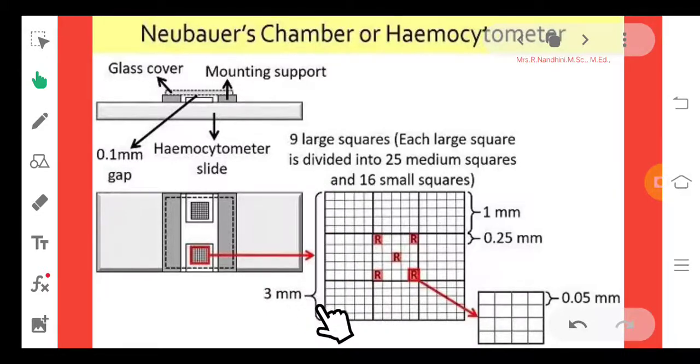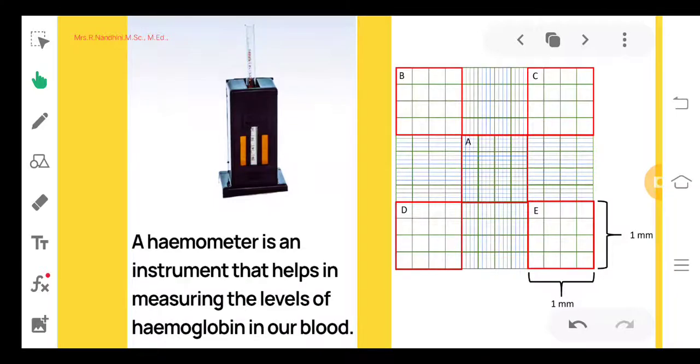Totally this slide is 3 millimeter in size, 0.5 millimeter. Each one is divided into, see, 4 columns upper, 4 columns lower, top and sectional view. This is 0.05 millimeter in size. This is the RBC counting. Then the hemocytometer is an instrument that helps in measuring blood cells in our blood. Okay, this is the hemocytometer slide.